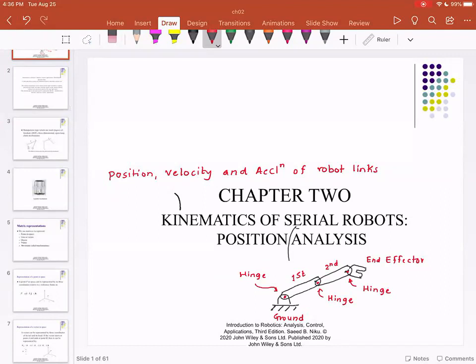Now, we are going to talk about different ways the velocity, position, and acceleration can be studied in the case of serial robots. As you know, velocity is the derivative of position. Acceleration is equal to the derivative of velocity.